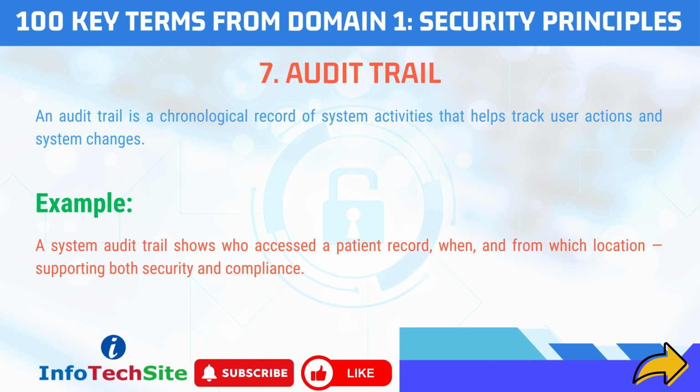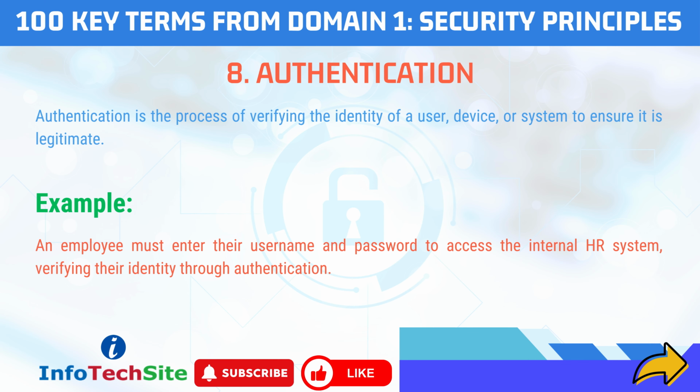7. Audit trail. An audit trail is a chronological record of system activities that helps track user actions and system changes. For instance, a system audit trail shows who accessed a patient record, when, and from which location, supporting both security and compliance. 8. Authentication.